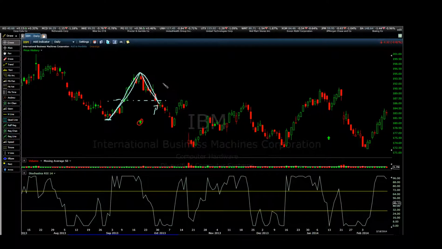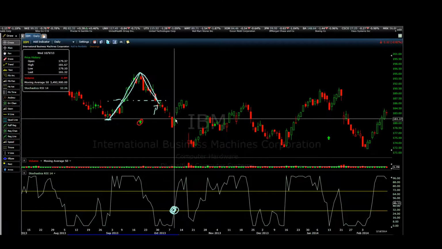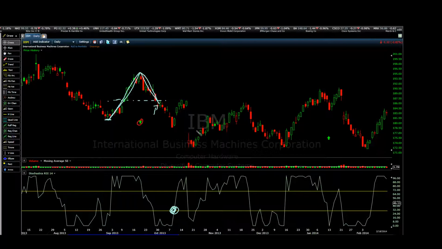But what do you wait for? You wait for what you call a stochastic RSI buy signal, over here. So the buy signal appears here, you will buy here, and trade it upwards.